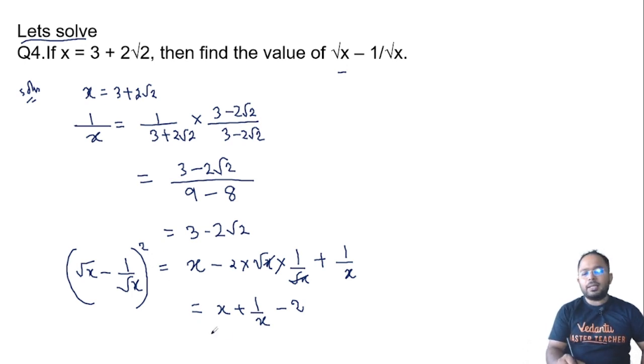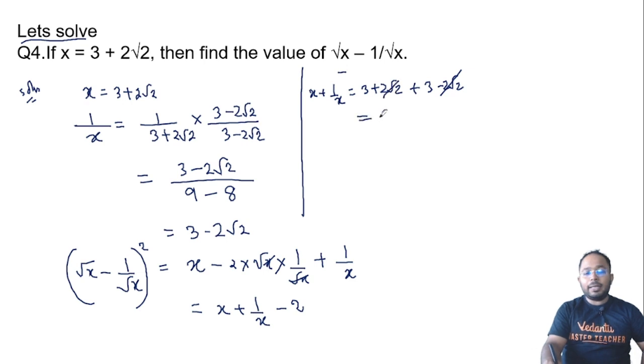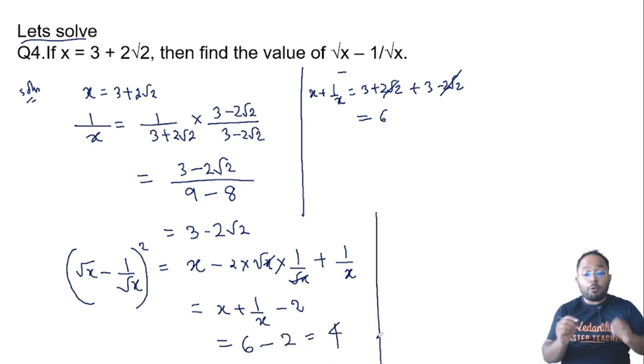Now what is the answer of x plus 1 by x? As we have got the value of x here, x plus 1 by x can be written as 3 plus 2 root 2 plus 3 minus 2 root 2. That gives 3 plus 3, 6. Now 6 we can place in place of x plus 1 by x. We can write 6 minus 2. That gives 4. Now 4 is the answer of root x minus 1 by root x whole square.